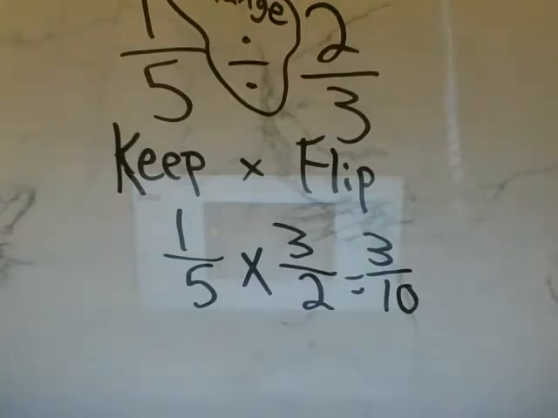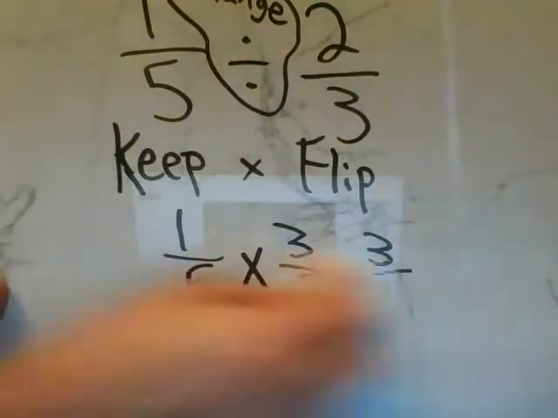And say, well, 3 out of 10, is that bigger than 1/5? Well, 1/5 changed to tenths would be 2/10. So yeah, 3/10 is bigger than 2/10, which means that's bigger than 1/5.